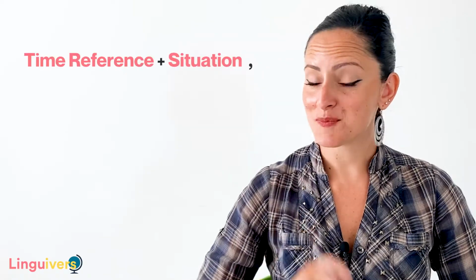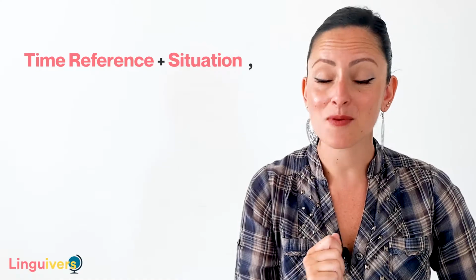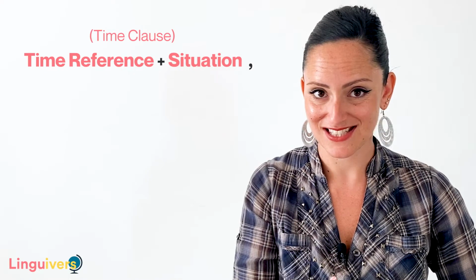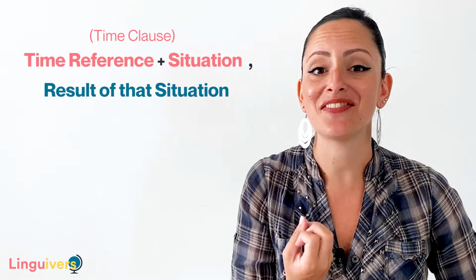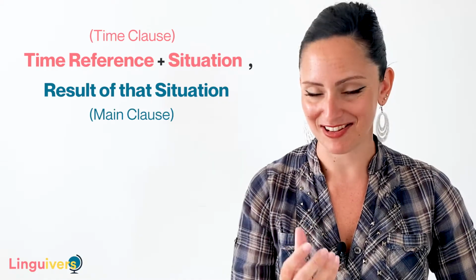Coming back to our lesson today, future time clauses have two parts. The first part contains some kind of time reference word together with a situation. This is what we call the time clause. The second part contains the result, what will happen after that. This part of the sentence is what we call the main clause.